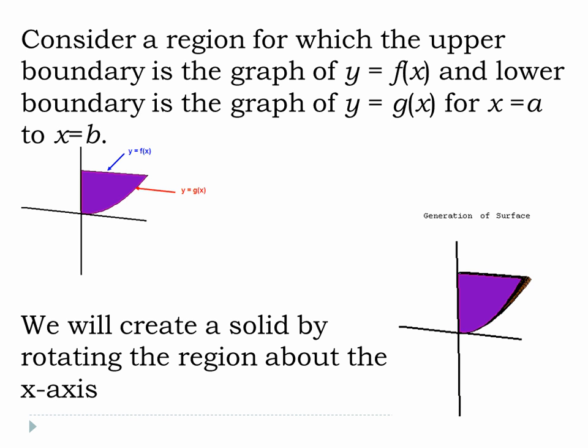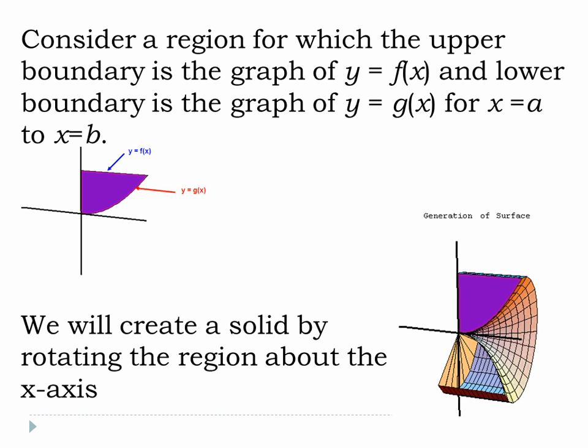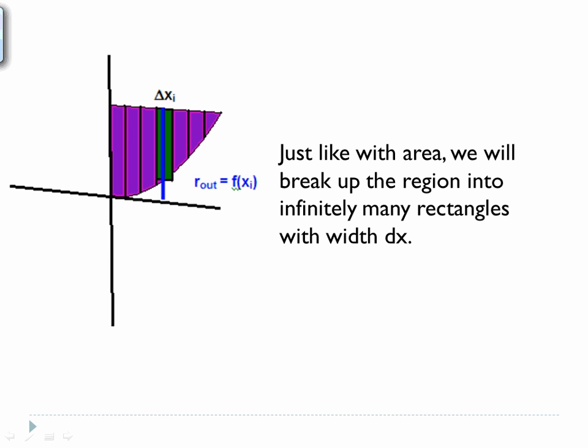So we're just going to take this and rotate it around, and it becomes this really cool 3D figure. Just like with area, we're going to break these up into infinitely many rectangles. Except this time we're going to work with discs and washers. We're going to call this thickness dx, just like we did with our area.